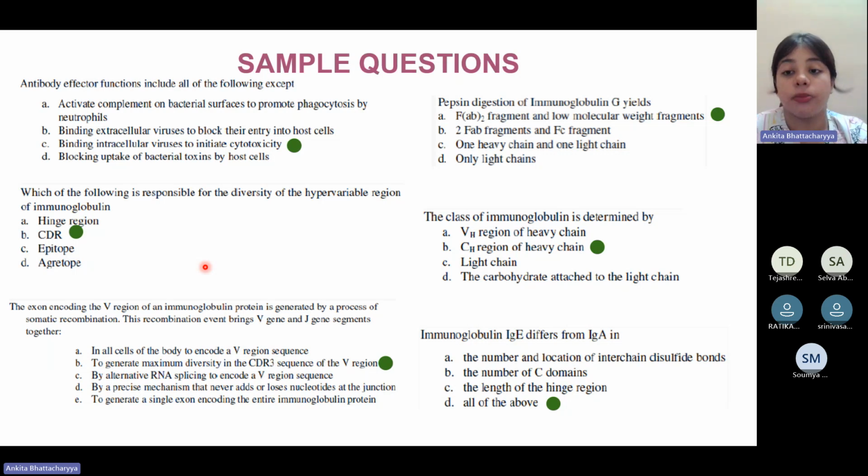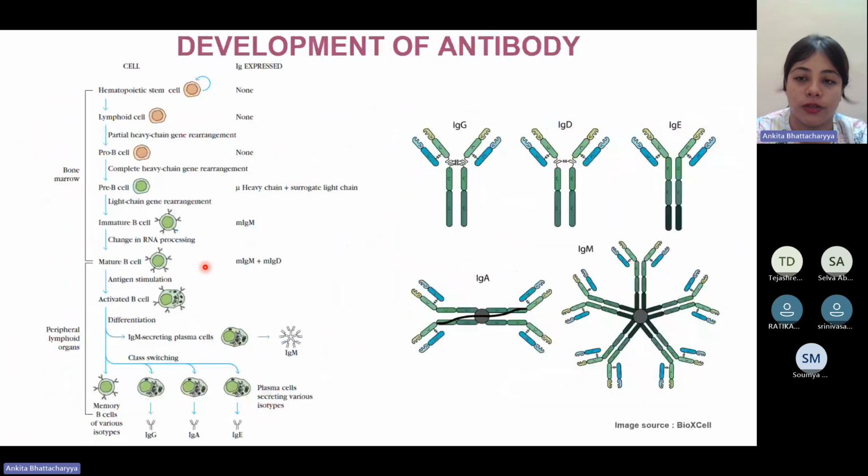And finally, immunoglobulin IgE differs from IgA in: A, the number and location of interchain disulfide bonds; B, the number of C domains; C, the length of the hinge region; or D, all of the above. If you remember, I had shown a comparative structure of all of the different antibodies. Let me just go back here. Yeah, so this is IgE, and you can see its constant region is different. Its disulfide linkage is absent between the two dimers. Also, the length is different, so it differs in all of these things.